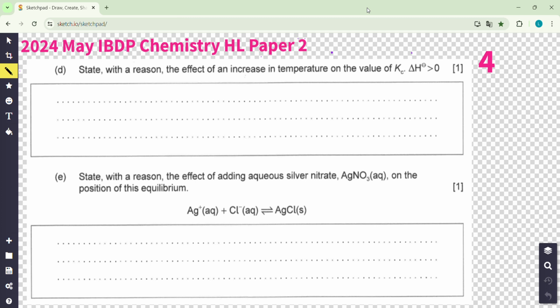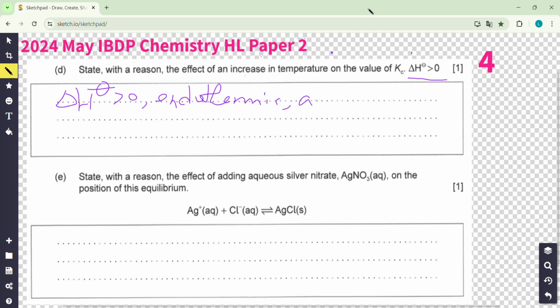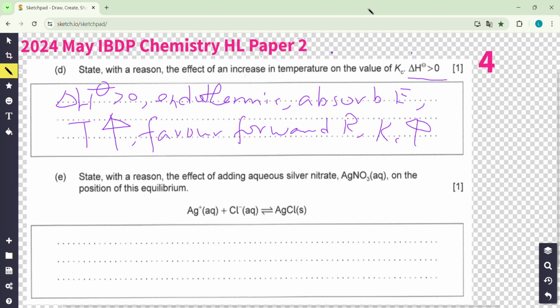Stay with a reason, the effects of temperature on Kc. If delta H is larger than 0, first of all, you need to remember delta H larger than 0 means that it is endothermic. It absorbs energy from the surrounding. So when the temperature of the surrounding is higher, it should favor the absorption of energy, or you can say it favors the forward reaction. So the Kc will increase, more products.